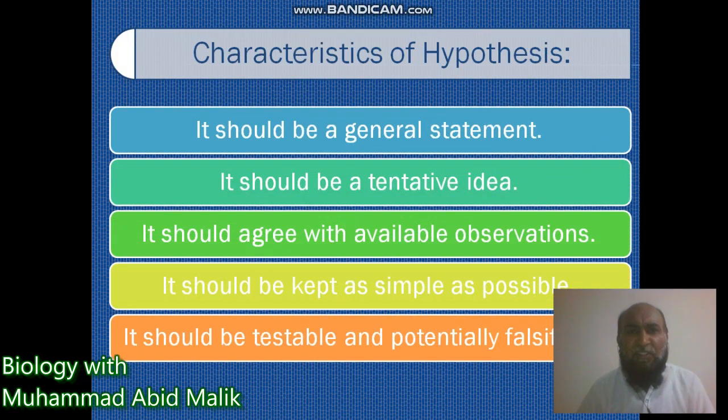Some of the characteristics of a good hypothesis: there are only 5 characteristics given. It should be a general statement first. Secondly, it should be a tentative idea. Third, it should agree with available observations. Fourth, it should be kept as simple as possible. Lastly, it should be testable and potentially falsifiable. If we make a hypothesis just on the basis of correctness alone, it becomes impossible to start work on it. So it should be potentially falsifiable.